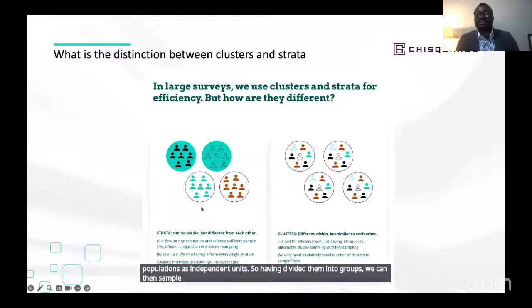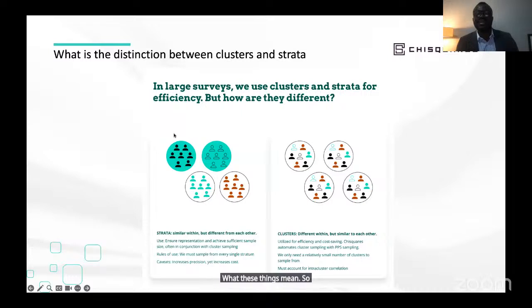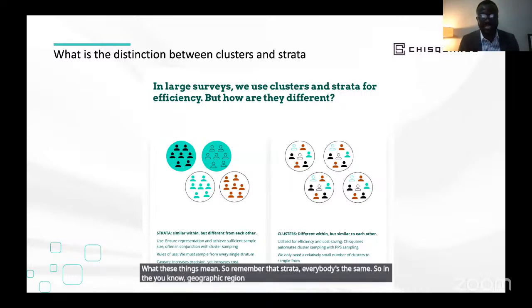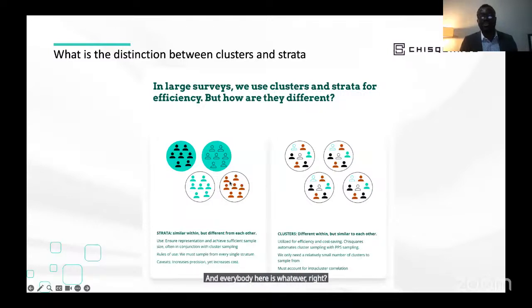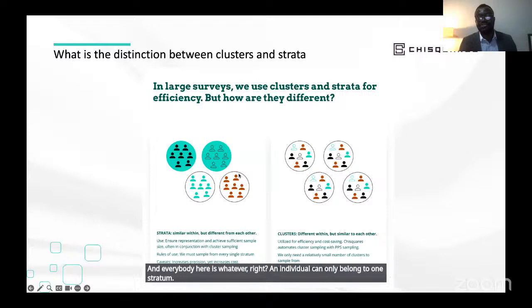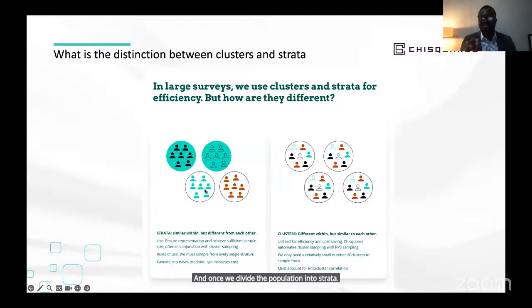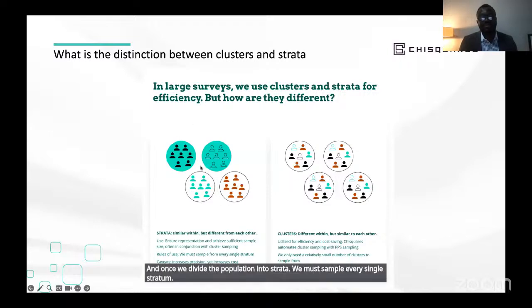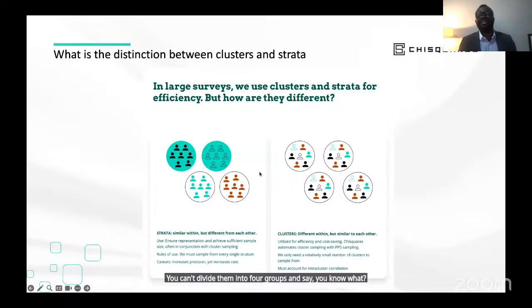So that's why we need to understand conceptually what these things mean. So remember that in strata, everybody's the same. So in the geographic region, we're saying everybody here is a northerner, and everybody here is a southerner, and everybody here is whatever, right? An individual can only belong to one stratum. And once we divide the population into strata, we must sample every single stratum. You can't divide them into 4 groups and say, you know what, I will not include these people.